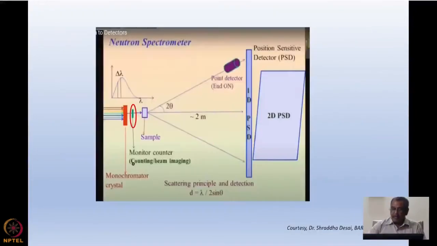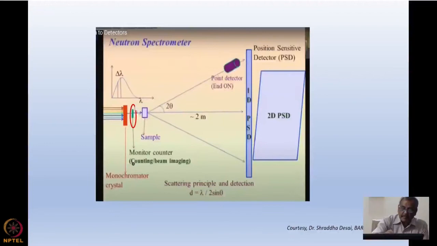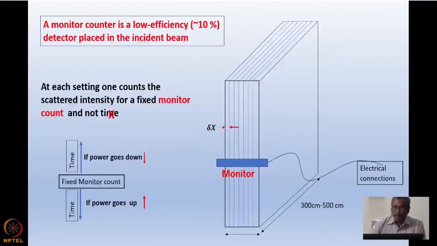So what is a monitor counter? I am just showing you a schematic now, again from Dr. Shraddha Desai. You can see that before the sample, there is something called a monitor counter. And then, of course, there can be a point detector, a 1D PSD, or a 2D PSD, depending on what you have with you. But there is a monitor counter. Now, what does the monitor counter do? A monitor counter is a low efficiency counter. It is placed in the incident beam, before the beam is incident on your sample. Here I show a Soller collimator, and I put the monitor counter in front of the Soller collimator.